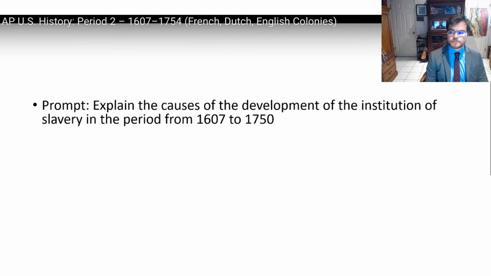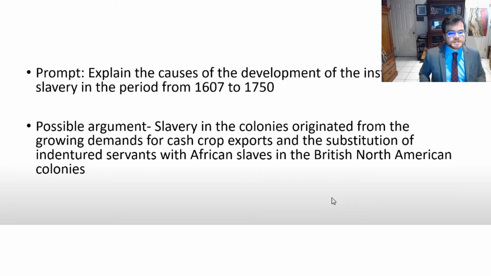Hey Google, stop. So let's go over what a possible thesis could have been. So let's identify the skill here, as we do when we break down the prompt. Causes, that's causation. So the historical thinking skill is causation. That'll drive the way we write our essay, okay? Just the causal chains, the causes and the effects. So we know that the scope is going to be the institution of slavery, time period, period two, and so why is slavery going to develop, right? So possible thesis, possible argument.